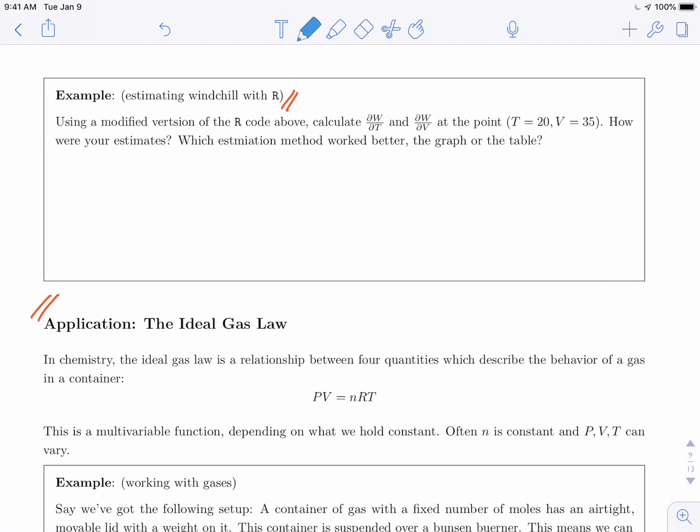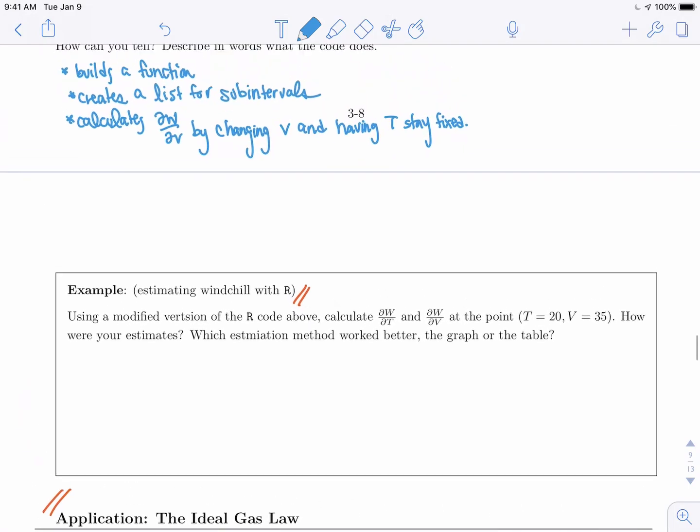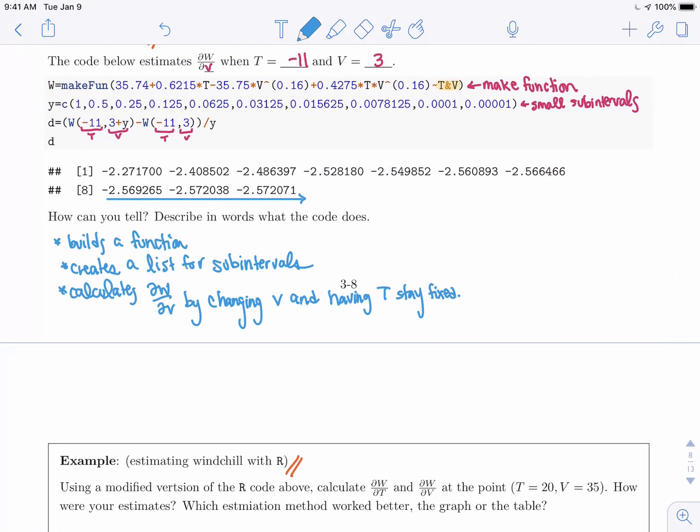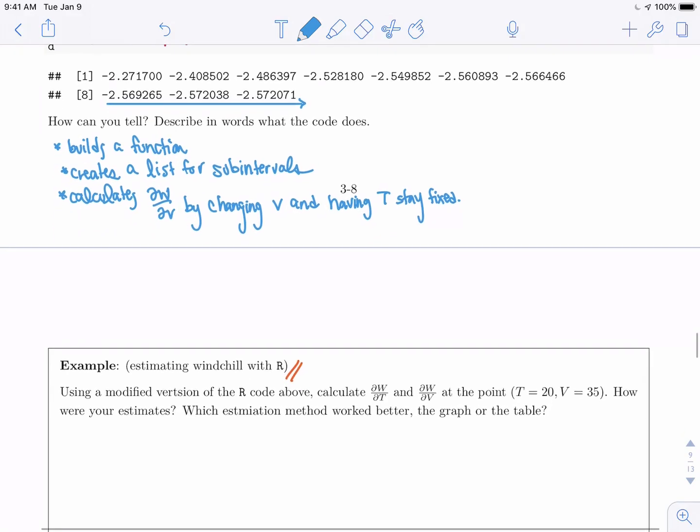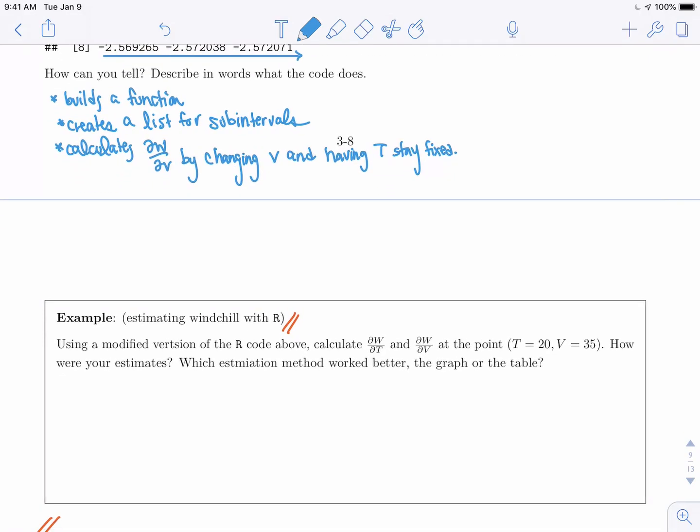So with that in mind, what I'd like you to do is try to estimate at the point that we've been working with so far. So you'll notice that we have partial w, partial t, same thing, at that same point. You may want to use the code that's up here. So maybe try to keep an eye on that, program it in, see what happens. Hopefully, if I can get this to work, we will be jumping over to RStudio.